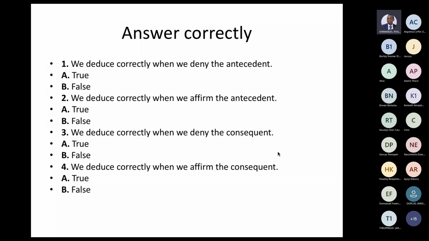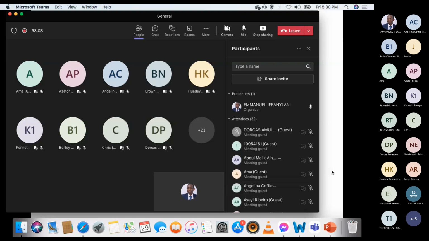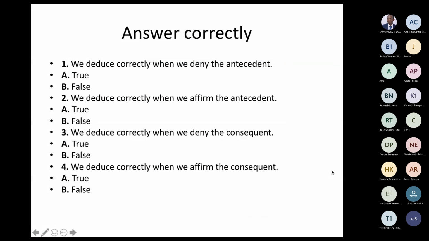Now let's answer correctly. Number one: we deduce correctly when we deny the antecedent. Denying the antecedent is invalid, so this statement is false. Number two: we deduce correctly when we affirm the antecedent. This is true. Number three: we deduce correctly when we deny the consequent. This is true. And number four: we deduce correctly when we affirm the consequent. This is false.